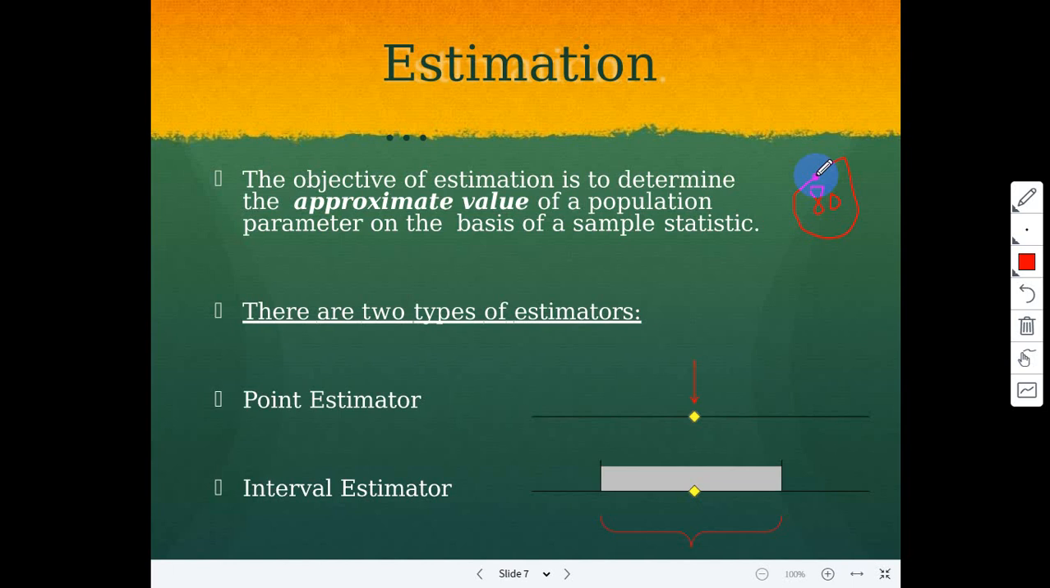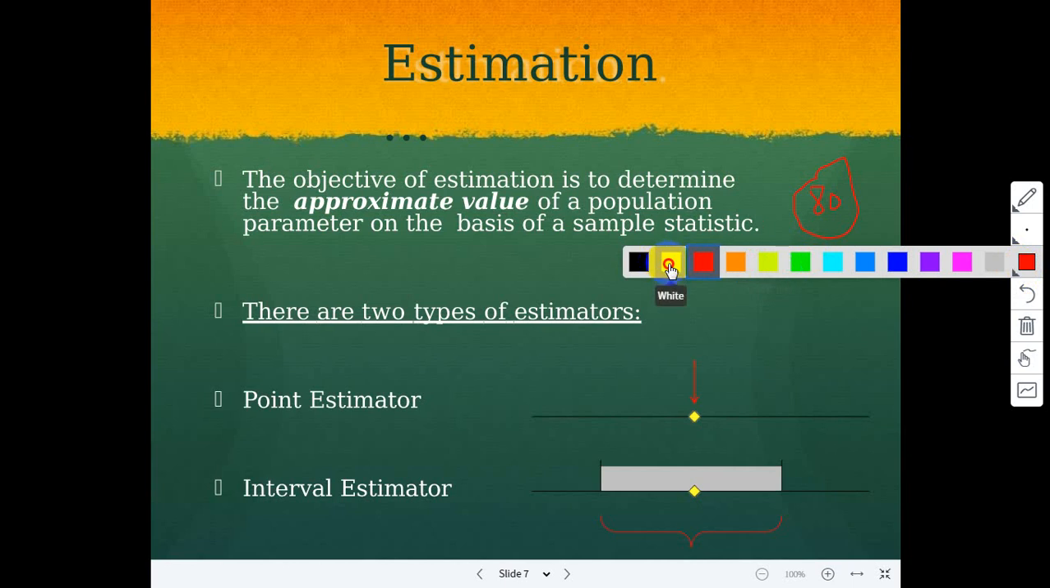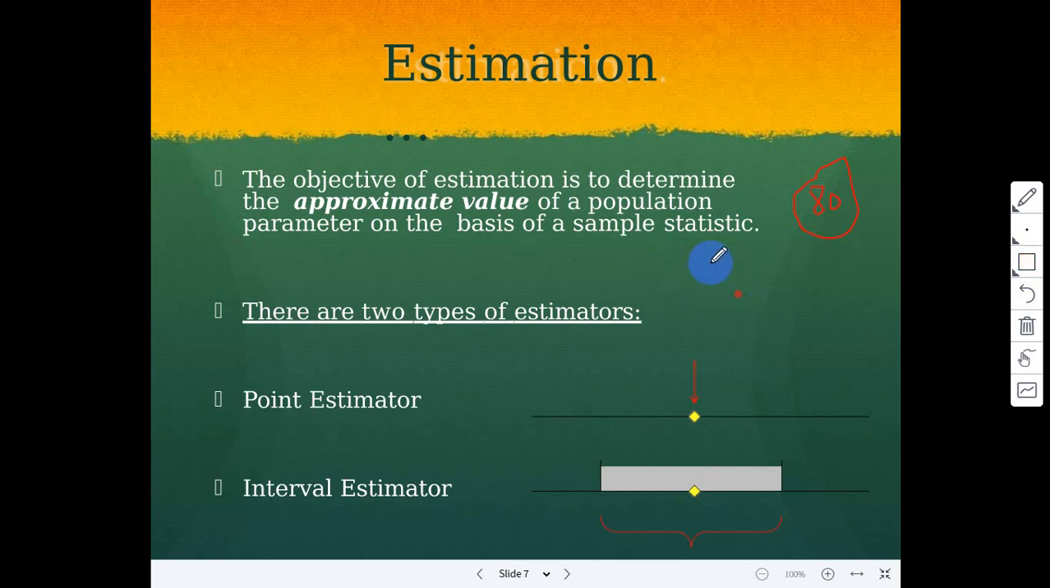So this is the point estimation. What is the interval estimator? Interval estimator means that you are telling me that I will take marks from 80 to 90. So between 80 and 90 I will take marks for the statistics subject.